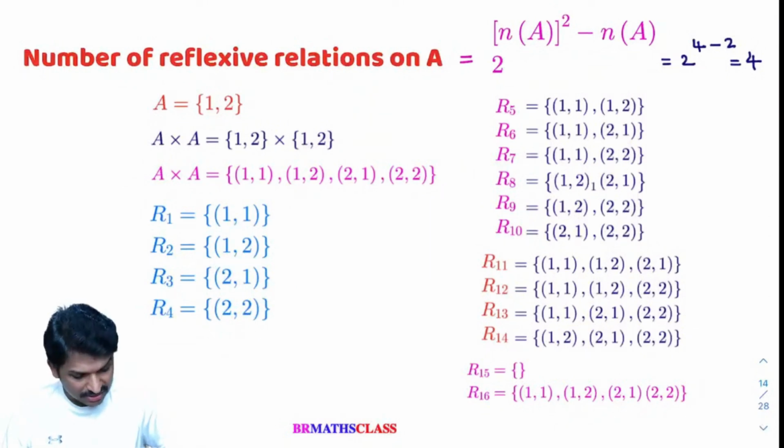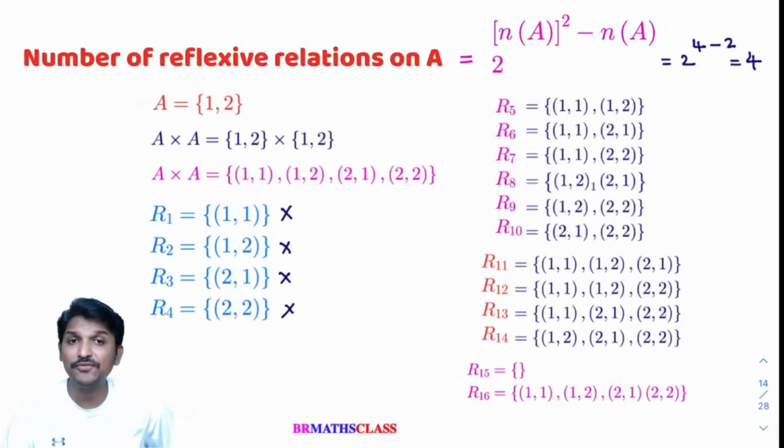I'll just mark like this. R2 is clearly not reflexive. Why? In set A, 1 is there, but 1, 1 is not there. R3, no. R4, no. These are not reflexive relations.